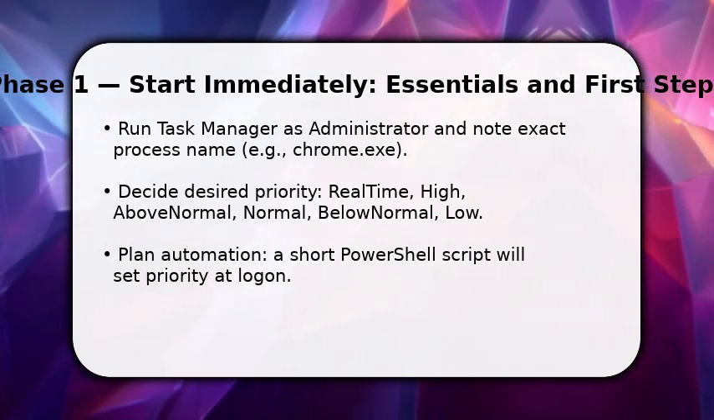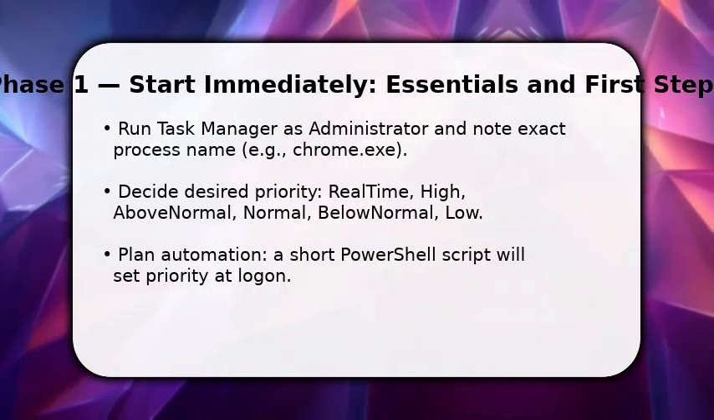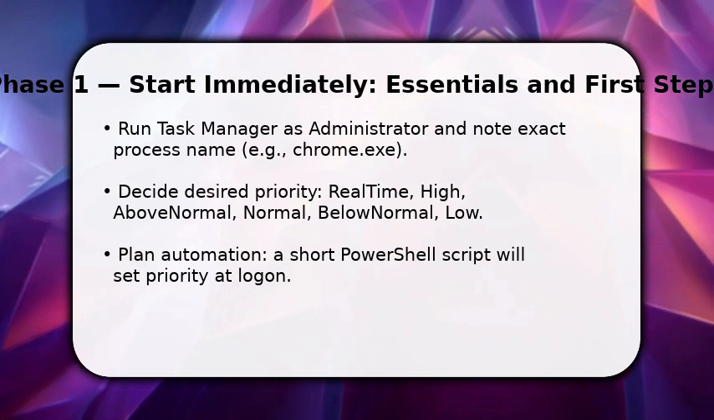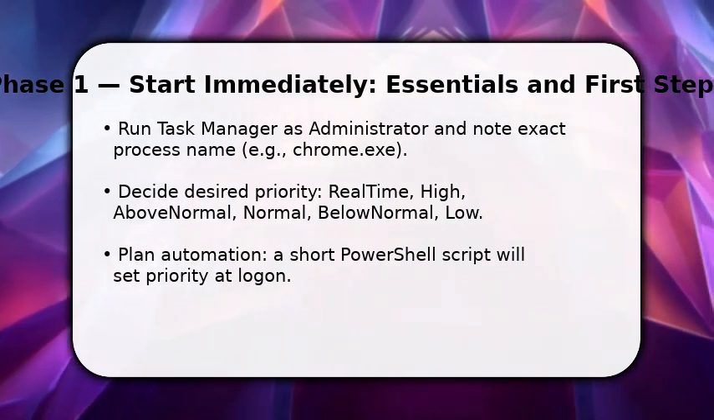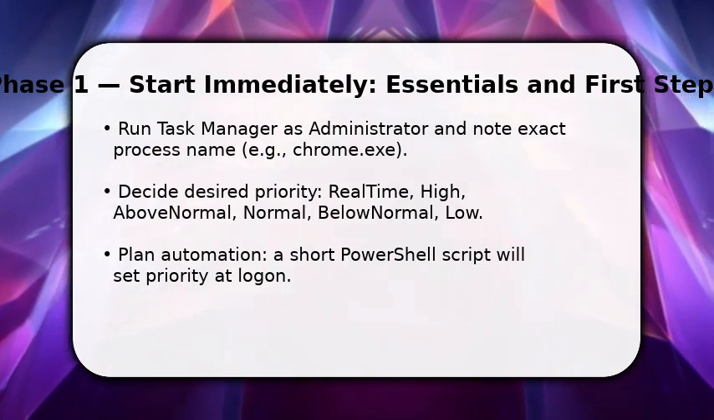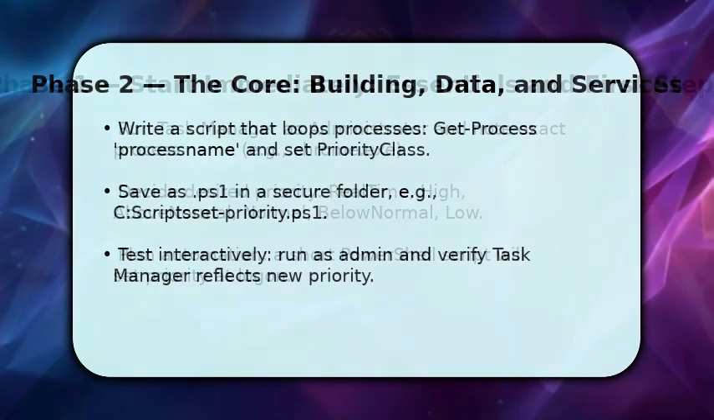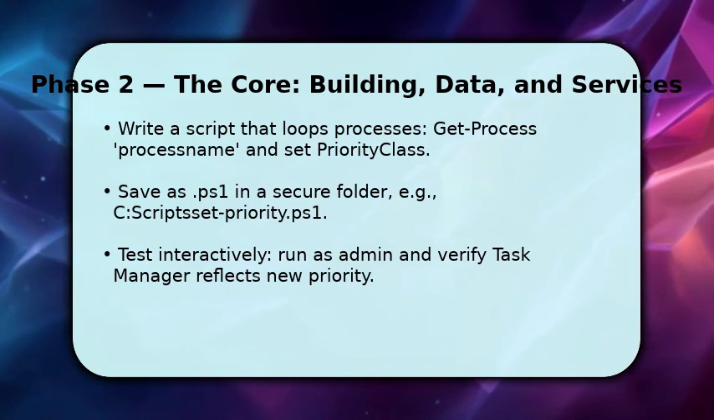You will create a compact PowerShell script that targets the process name, checks running instances, and sets priority on each, so the change reapplies every login. You now write the PowerShell file. Use Get-Process with error action silently continue, and then set the PriorityClass property to High or AboveNormal. Include a retry loop for late starting processes.